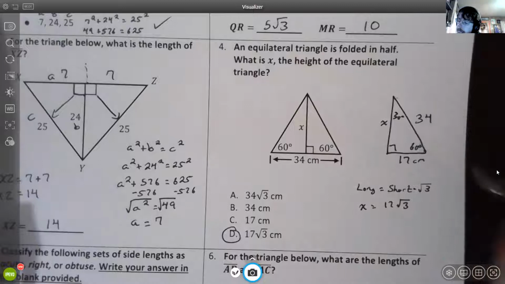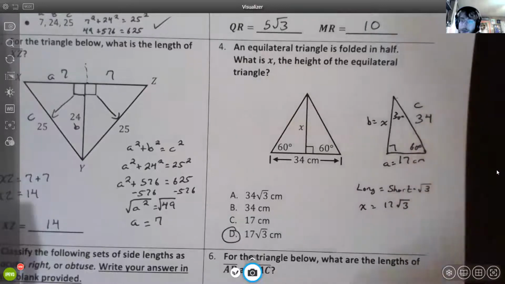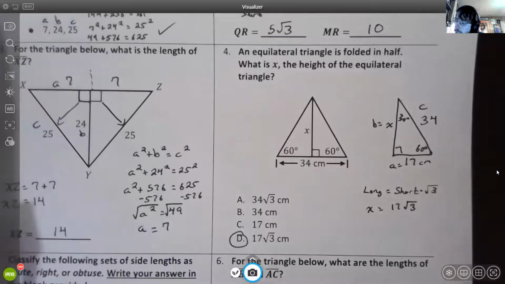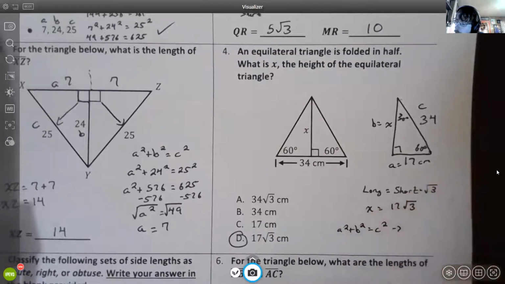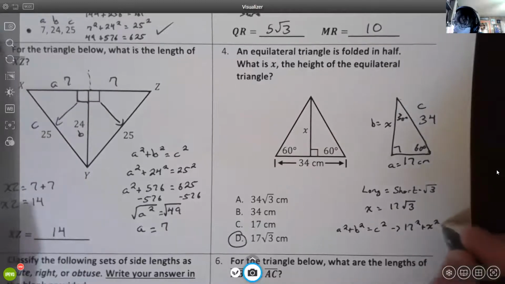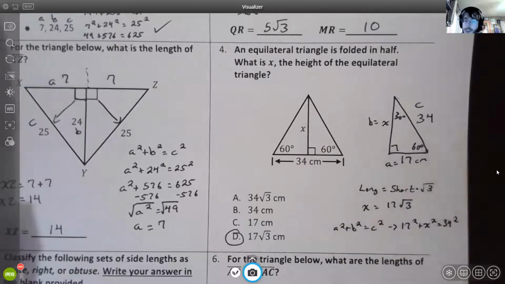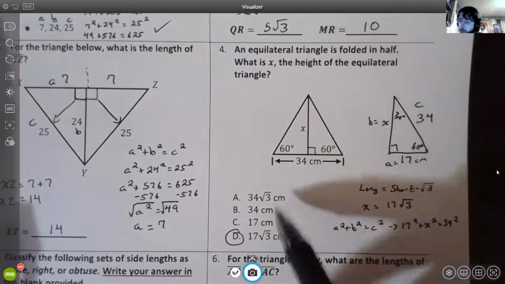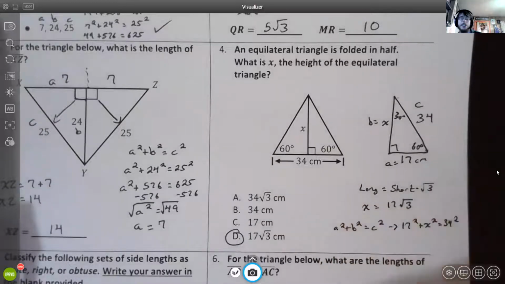If you did that, you would say that a is your 17, b is equal to x, and c would be 34. So to set that up, you would do a squared plus b squared equals c squared, which would mean that you're doing 17 squared plus x squared is equal to 34 squared, and then solving. You'll get a decimal at the end of that, but when you plug the things in, you'll see that D is the only one that matches up exactly.